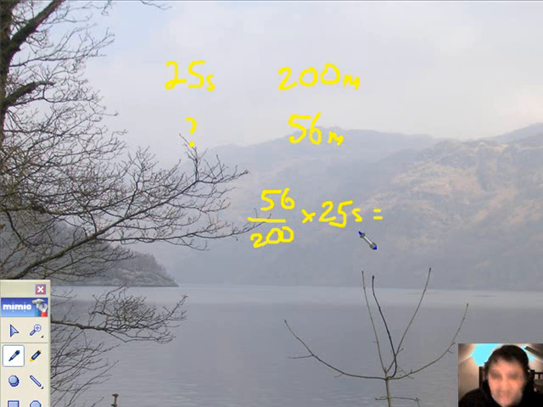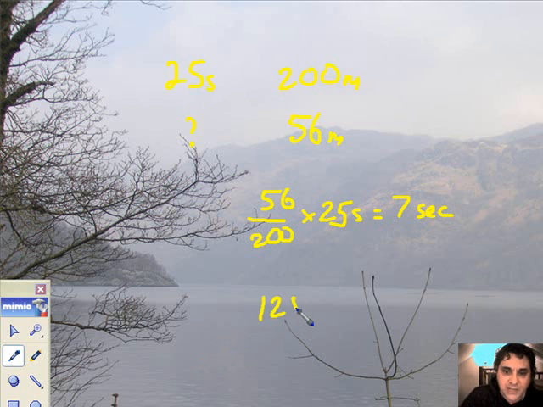Not much of a race though, is it? Anyway, very short run. So 56 divided by 200, multiply that by 25. That will take 7 seconds. Beautiful. Now the next one says, how long will it take her to run 128 meters?